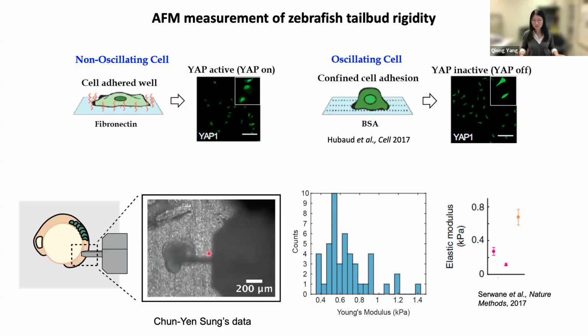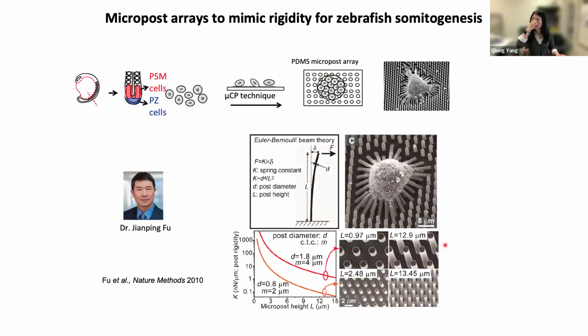However, for both our studies and this study, we are putting the cells on glass, and the glass has an extremely high rigidity, which is outside of the physiological range. And in our measurements using AFM, we found the rigidity of the zebrafish tail bud is about 0.67 kPa, which is significantly smaller than glass, which usually has about 50 GPa. And so with that, we wanted to build a system to have a dynamic range of the surface rigidity we can engineer.